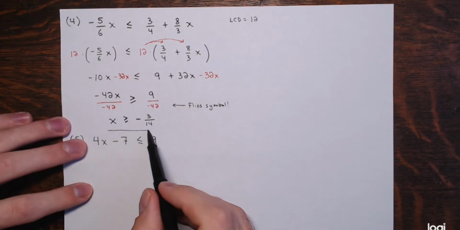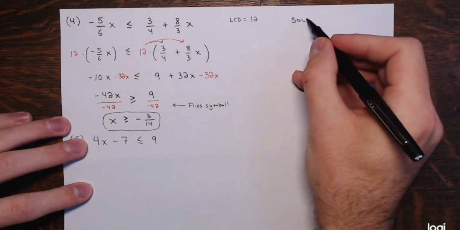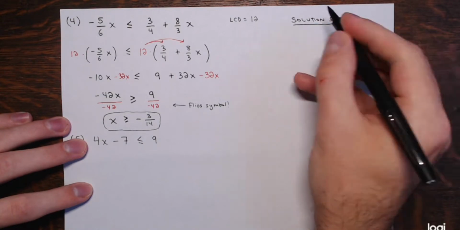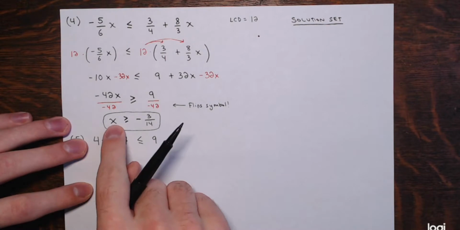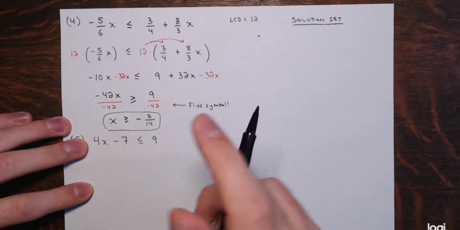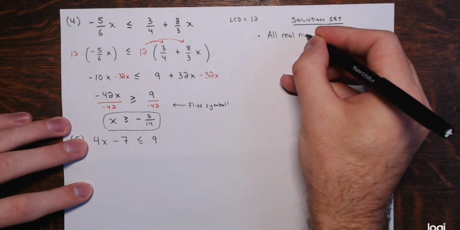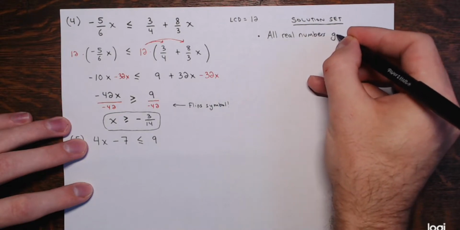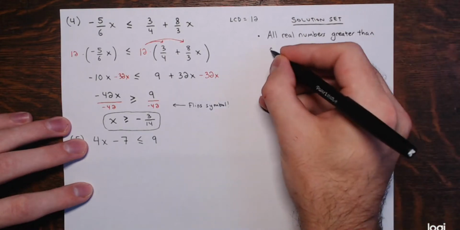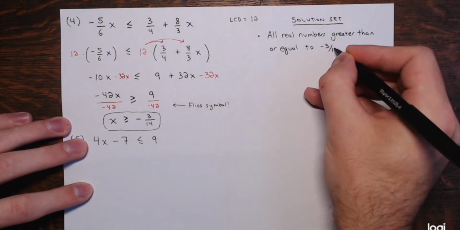So here's what I'm going to use to write out all the stuff, right? So the solution set, a description of all the numbers that'll make this true. I'm going to do it in all 4 ways. This is, x can be replaced by any real number greater than or equal to negative 3/14. So all real numbers greater than or equal to, right? It's included this time. Negative 3/14.